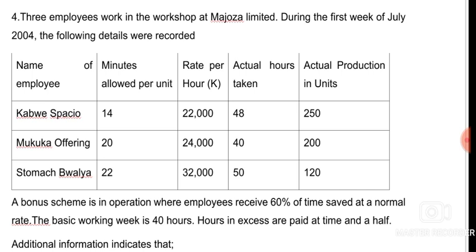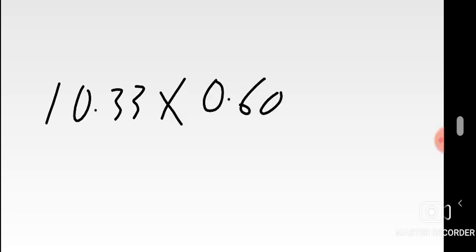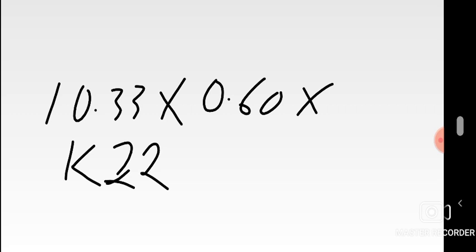Let's understand that and compute for Kabwe's bonus. So Kabwe saved 10.33. I hope we're together there. They said 60% of time saved. So you just say 60% of this, which I'm just saying 0.60. It's the same thing as 60%. 60% of what? Of time saved. That's how much bonus you'll be given. But of course, not forgetting the kwacha value. How much do they value each hour that someone has worked? So 22,000 according to Kabwe. So you said 60% of that. The answer times 22 will give you the total bonus payable to this individual.